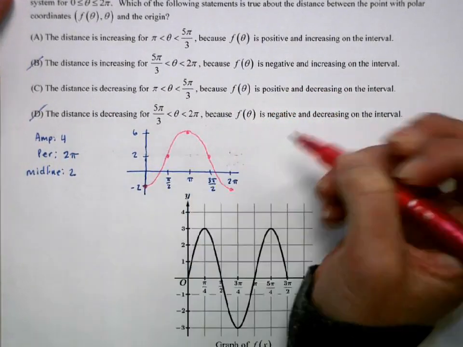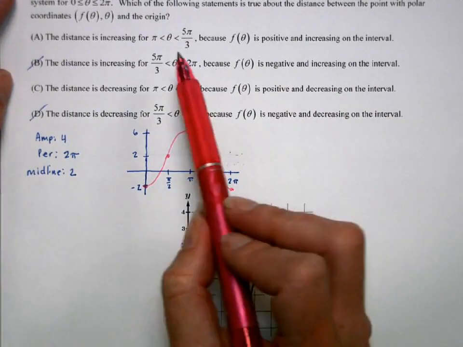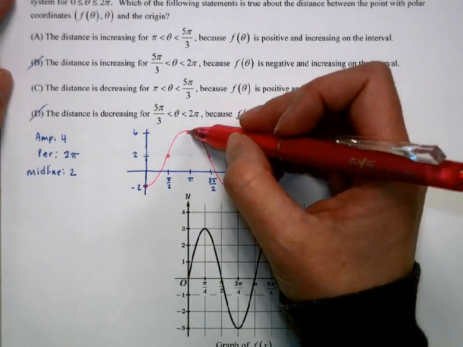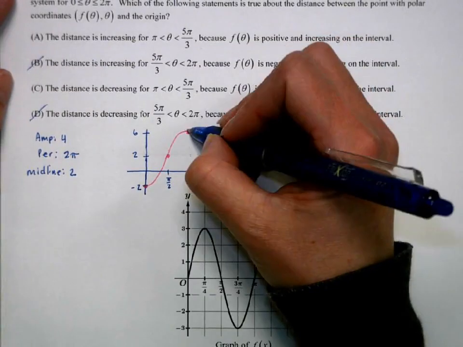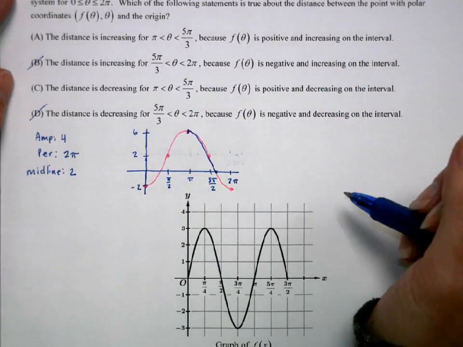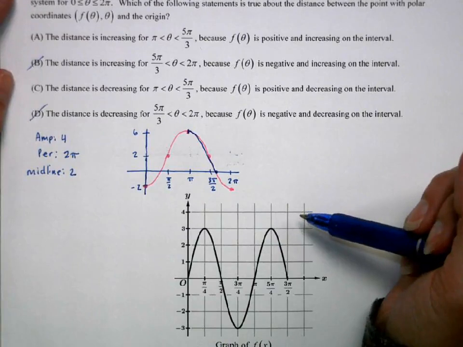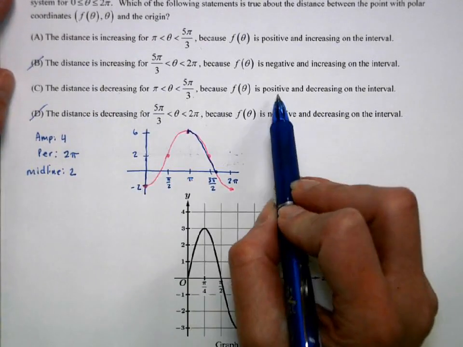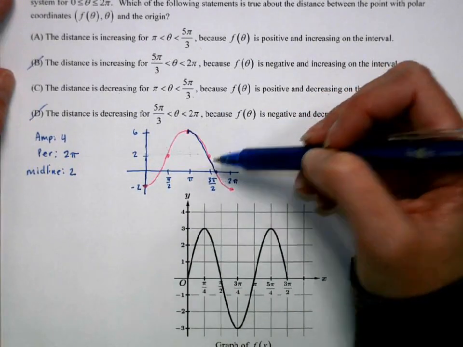Okay, so here we're looking at between pi and 5 pi over 3. So from pi to 5 pi over 3 is going to be this section of our graph here. Okay, well, it is positive and decreasing. So the distance is decreasing from here to here because the graph is positive and decreasing. The distance from here to the x-axis is getting less.